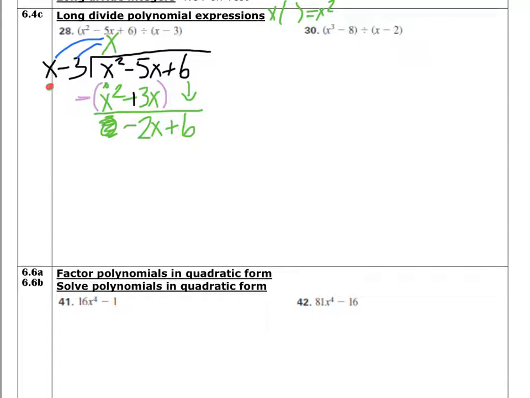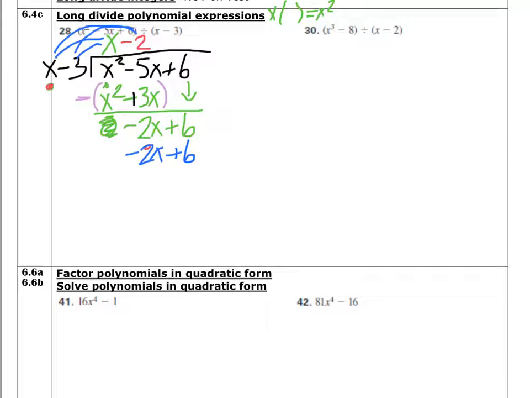Again, what do you multiply x by to get negative 2x? Negative 2. So now you need to multiply the negative 2 through. Negative 2 times x is going to get you negative 2x. Negative 2 times a positive 3 is plus 6.